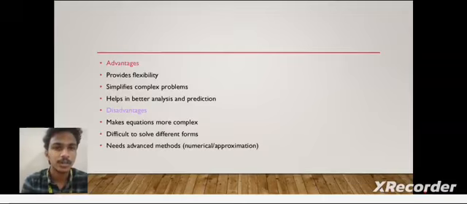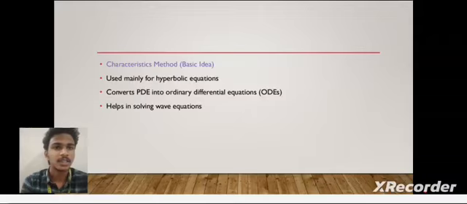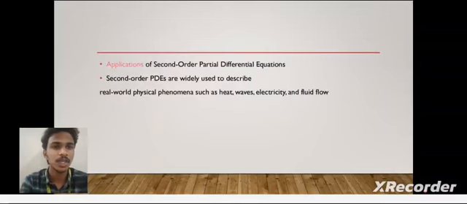Advantages: provides flexibility, simplifies complex problems, helps in better analysis and prediction. Disadvantages: makes equations more complex, difficult to solve in different forms, needs advanced methods. Key points to remember: classification depends only on A, B, C, similar to the discriminant of a quadratic equation. Each type represents a different physical phenomenon. Characteristic methods are used mainly for hyperbolic equations, converting the PDE into ordinary differential equations, helping in solving the wave equation.